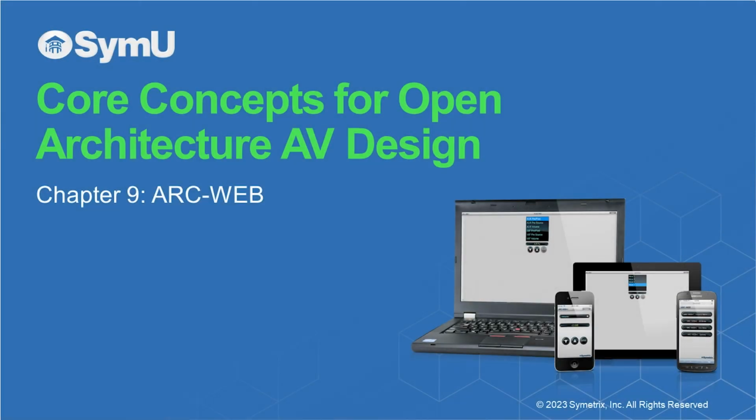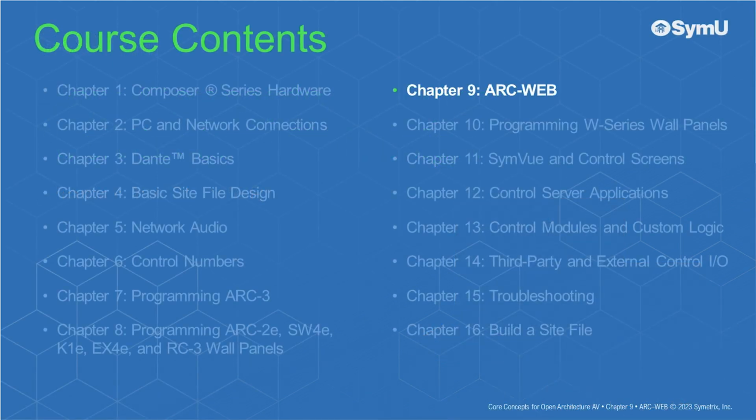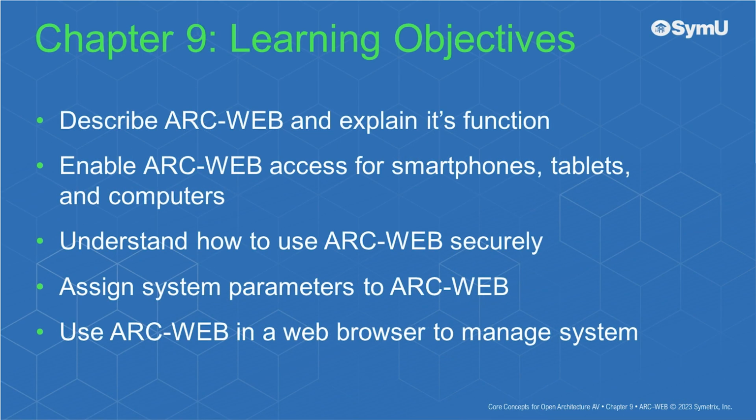Chapter 9. ArcWeb. The learning objectives for this chapter are: to describe ArcWeb and explain its function, enable ArcWeb access for smartphones, tablets, and computers, understand how to use ArcWeb securely, assign system parameters to ArcWeb, use ArcWeb in a web browser to manage system.